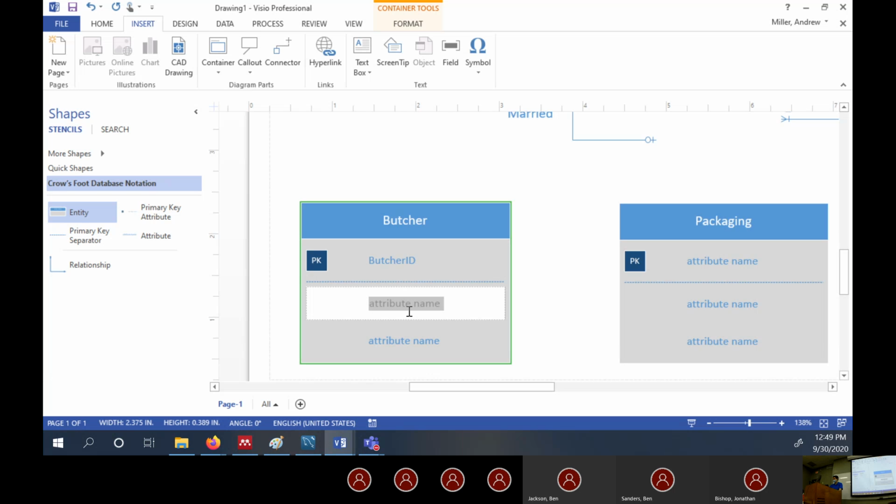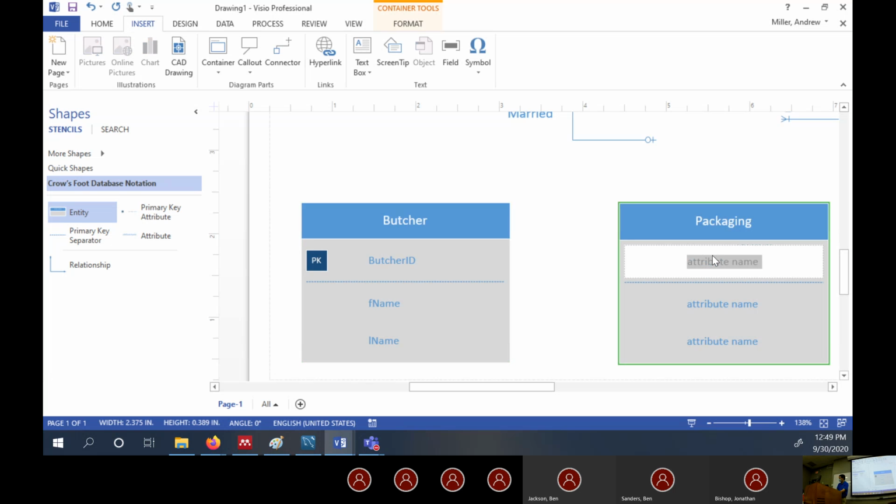What? No, I mean, is that what you want to have about the butcher? Is it the first name and last name? Or do you want to have other information about him? It's just a mom and pop shop, so we'll just get first name, last name. And then what do we want to know about packaging?